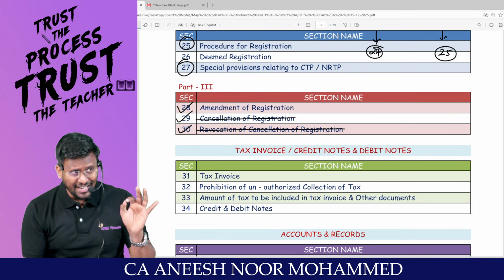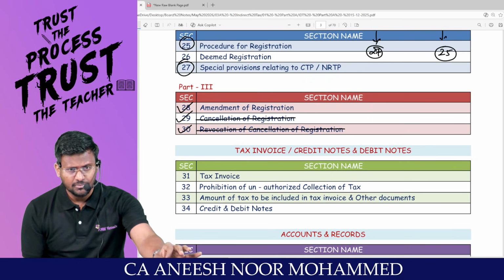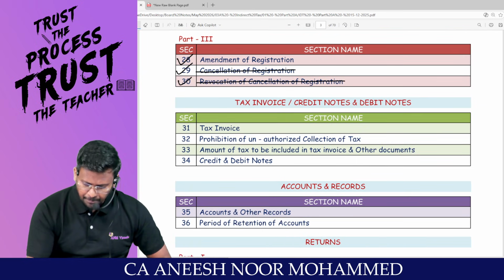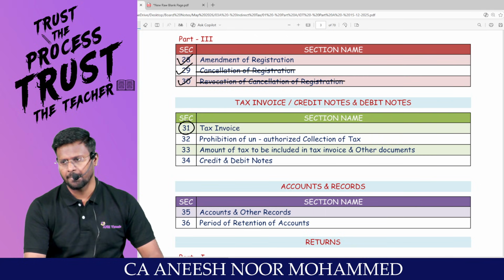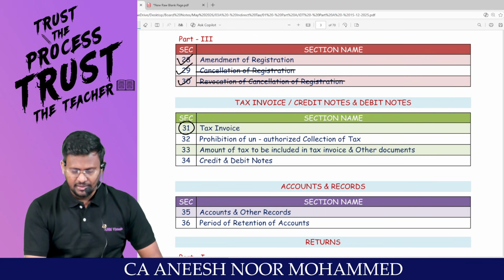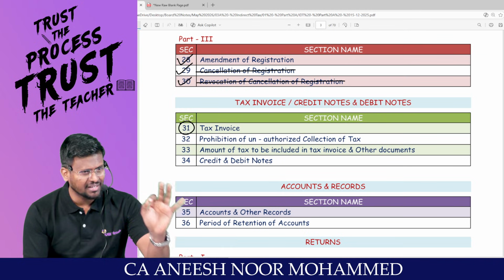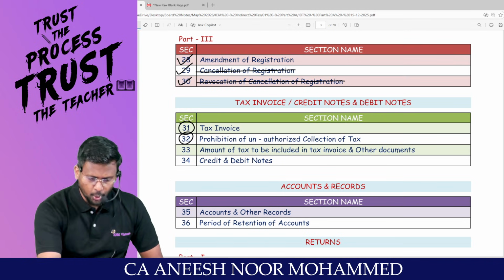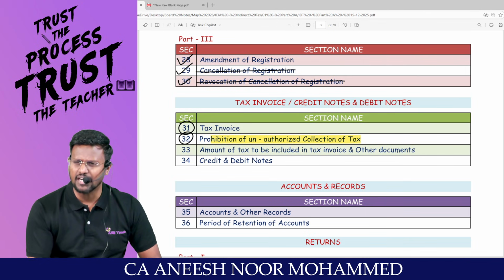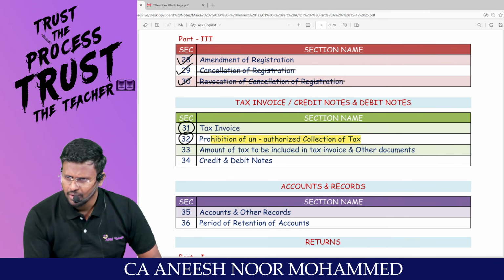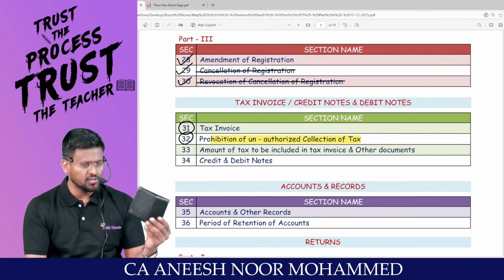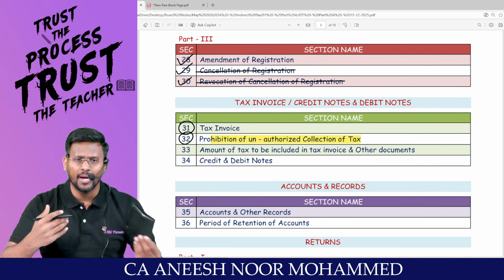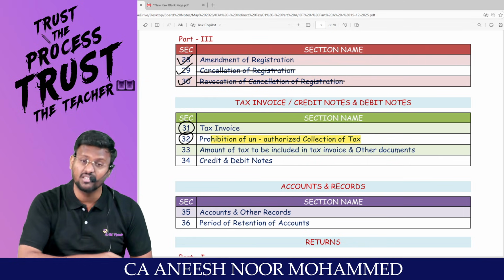When a supplier is supplying to the purchaser, he is supposed to raise a tax invoice. Sir, that's what Section 31 is, tax invoice. What is Section 32? Prohibition of unauthorized collection of tax. That means, my dear lovable students, when I am supplying a calculator to you, I am supposed to raise the tax invoice as per Section 31.